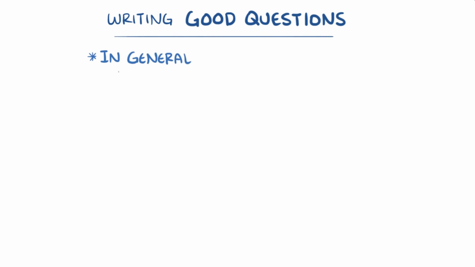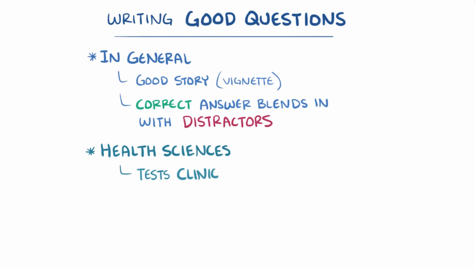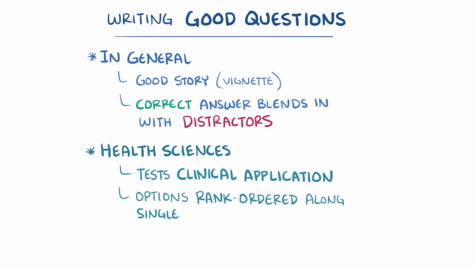Okay, as a quick recap, writing good questions in general can be done by making sure that you have a good story or a vignette, and that the option set is well written, so that the correct answer blends in with the distractors. For health science questions in particular, it's important to make sure that the question tests a specific clinical application of knowledge, with options that can be rank ordered along a single dimension, rather than testing recall of isolated facts.